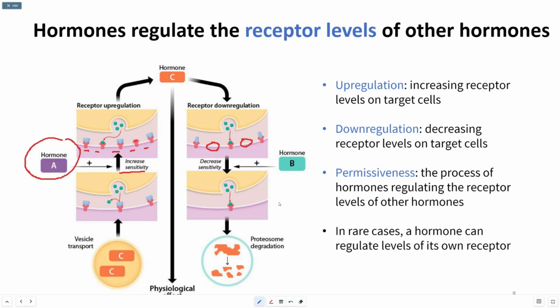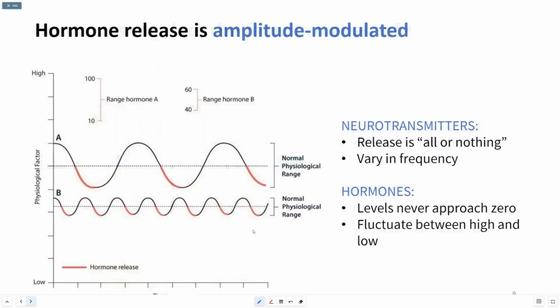Permissiveness is a process by which hormones regulate receptors based on levels of other hormones. And in some cases, a hormone can even regulate its own receptors. Hormone release is amplitude modulated. Neurotransmitter release is all or nothing, meaning if you have an action potential, it will cause a release of the vesicles. Hormones, however, never approach 0, but they can fluctuate between high and low ranges.